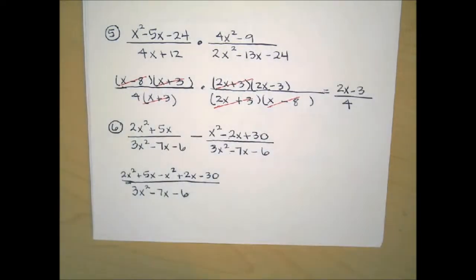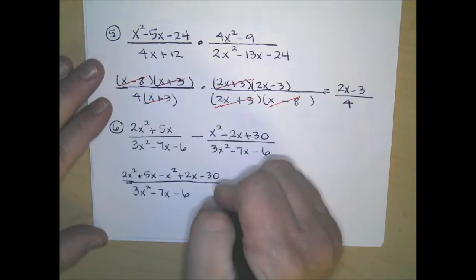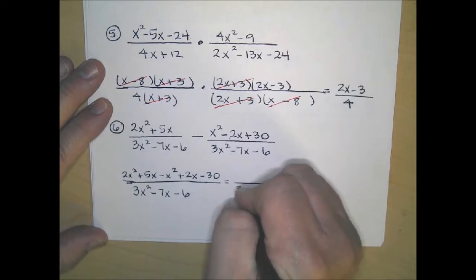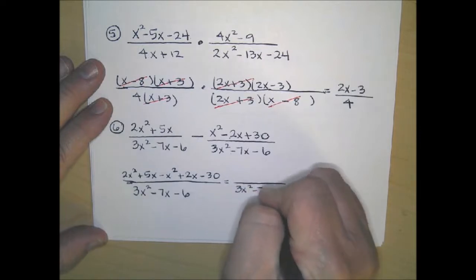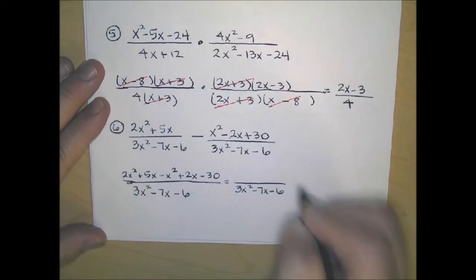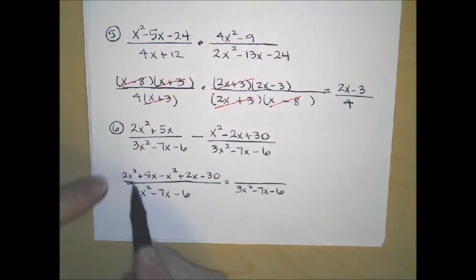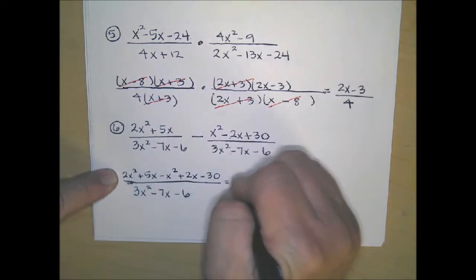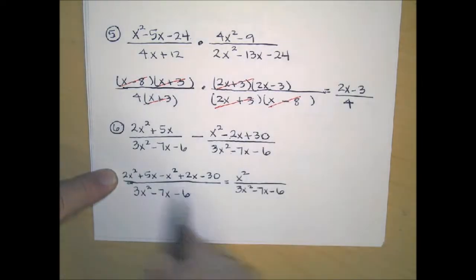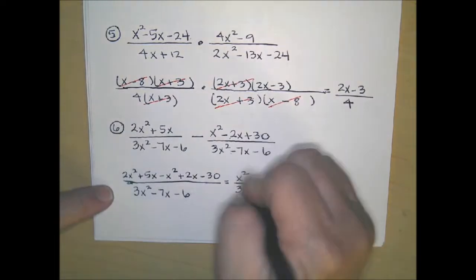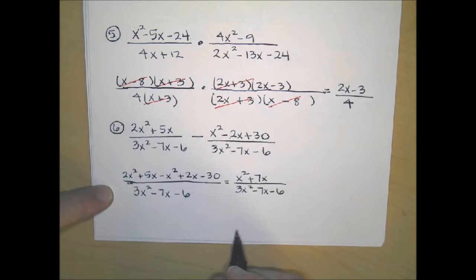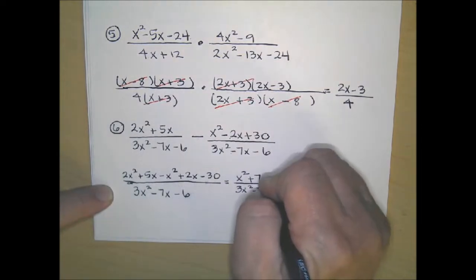So after the first step is done, that's what we've got right now. Now the second step would be combine like terms on the numerator. We're not going to do anything to the denominator yet. So I've got this 2x squared minus that x squared makes a 1x squared. That 5x plus that 2x makes plus 7x. And then as far as my constants are concerned, I really only have this minus 30.